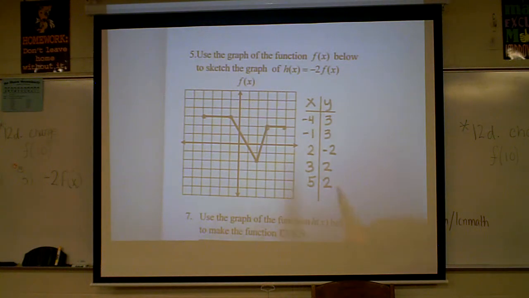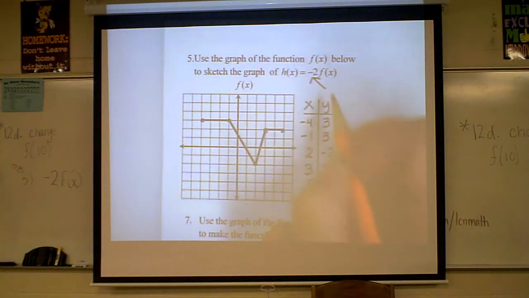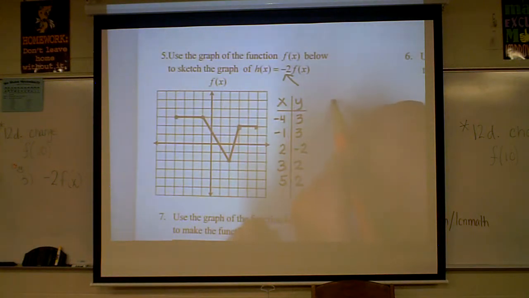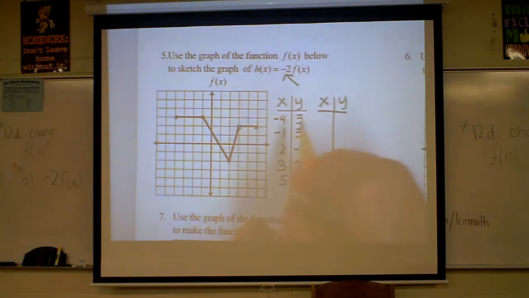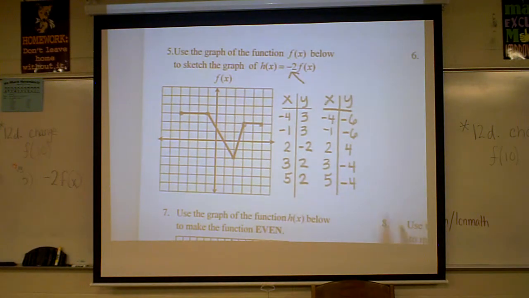When you have a number outside, this number gets multiplied by your y values. So you're going to take this table of values and make a new table, and we're going to keep all of our x's the same. And we are going to multiply all the y values by negative 2. So you would get negative 6, negative 6, 4, negative 4, and again negative 4.